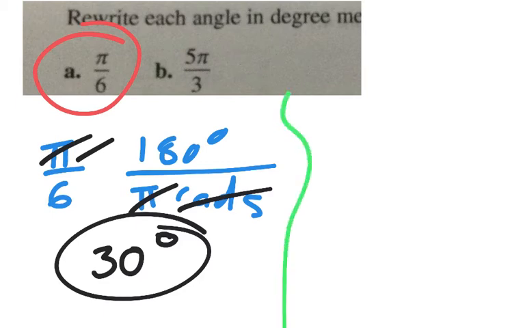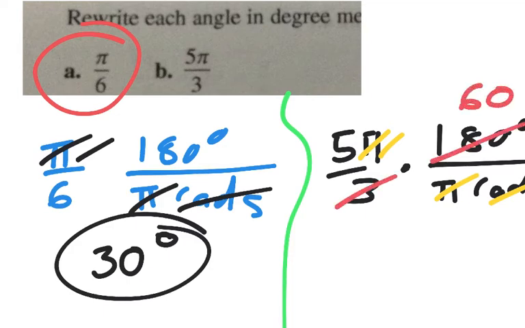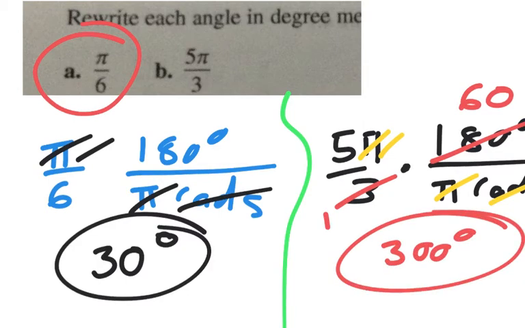All right, on B part, same idea. I have 5 pi over 3 that's in radians. So I want to multiply that by 180 degrees over pi radians. Again, I put radians in the denominator, so that way they cancel out here. Also have a pi in the numerator and denominator. Those will cancel. And then 180 over 3, that reduces to 60 over 1. So 5 times 60 is 300 over 1, which means 5 pi over 3 is 300 degrees.